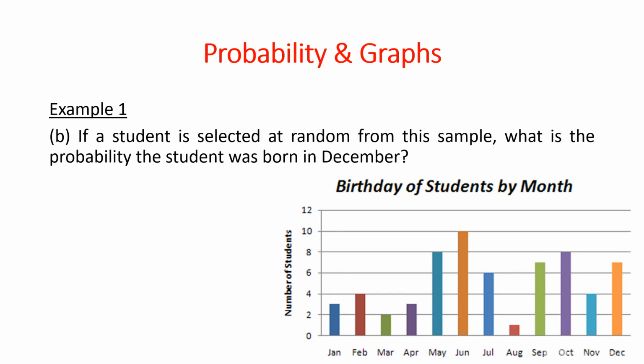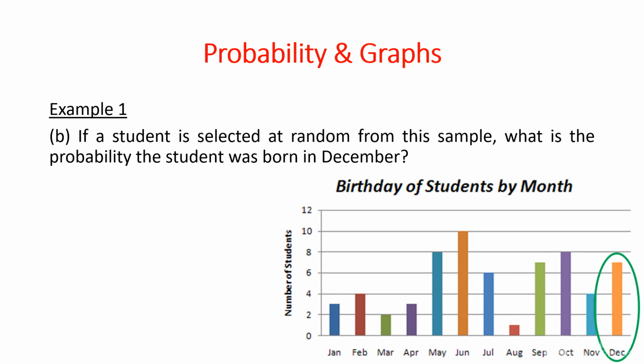All right, here's part B. If a student is selected at random from this group, from this sample, what's the probability the student was born in December? Well, we know there's 64 students. We worked that out just before.